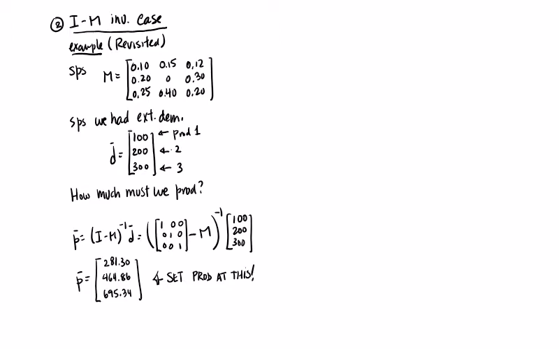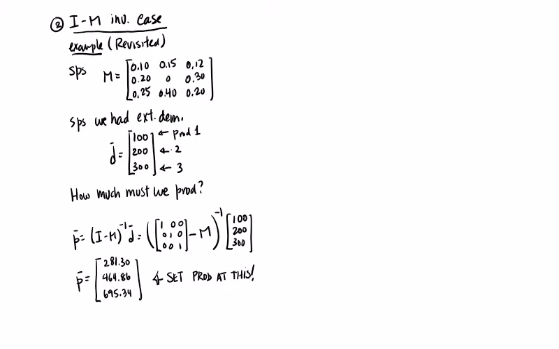In other words, you go to sector 1, you say, hey, set your production at 281.3. You go to sector 2, you set production at 464.86, and you go to sector 3 and you set production at 695.34. And everything runs smoothly, you get your external demand, your internal demand is satisfied, and everybody's happy.